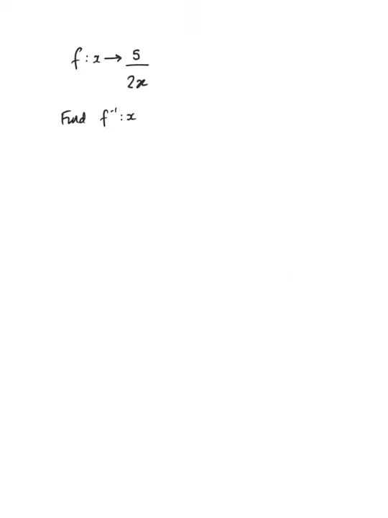So we'll look at it again with another one. It doesn't matter if we're using this different terminology. The same steps are going to be true. So I'm going to let y equal 5 over 2x. And I want to rearrange this to make x the subject.